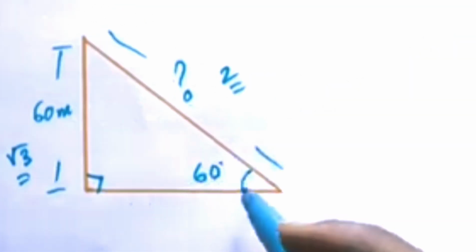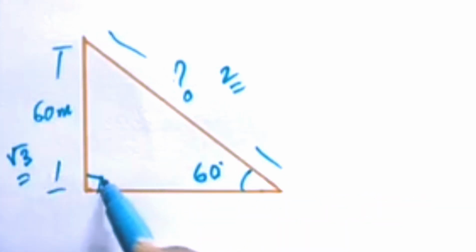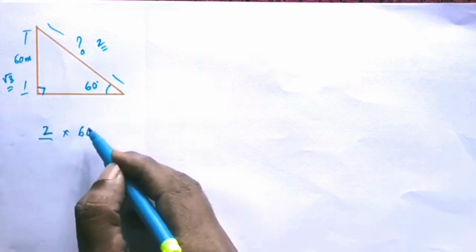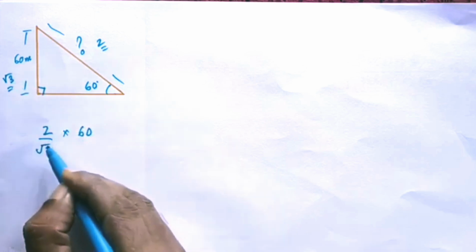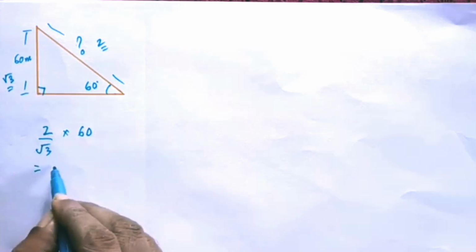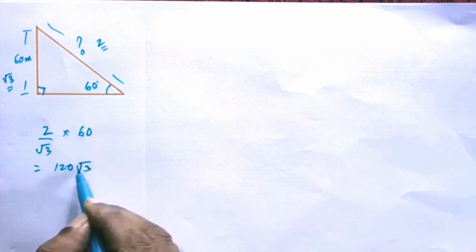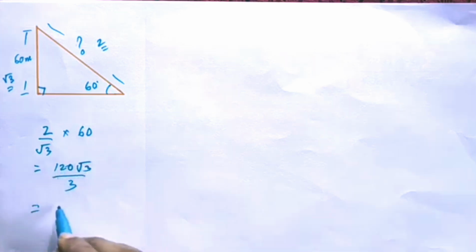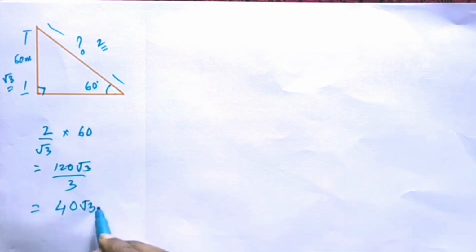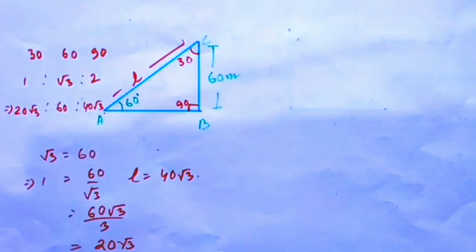So the ratio of 60 degree is root 3 and the ratio of 90 degree is 2. So our ratio is 2 into the value given is 60, the value's ratio is root 3. So this is equal to 120 root 3 by 3. So this is equal to 3 4s are 12, 40 root 3 meter is our answer. General method, let us check it.